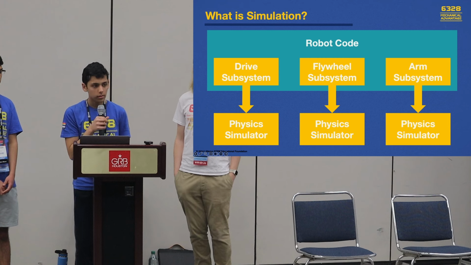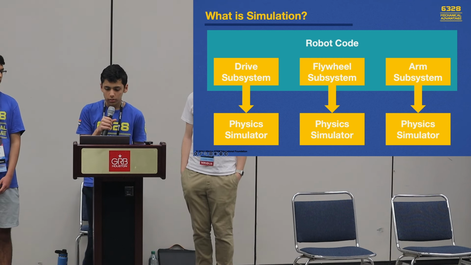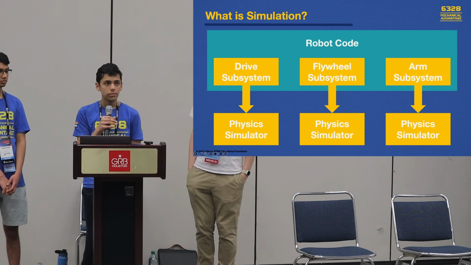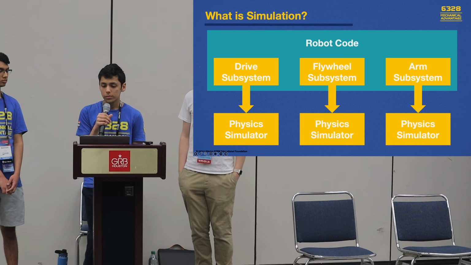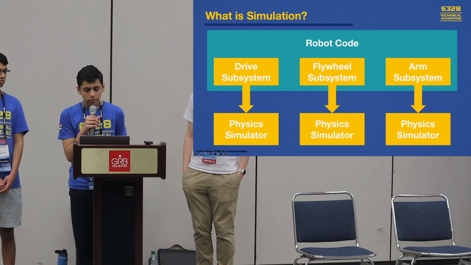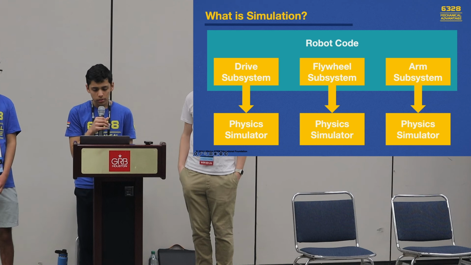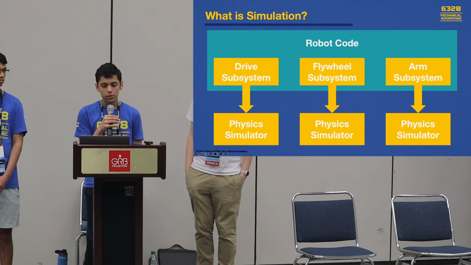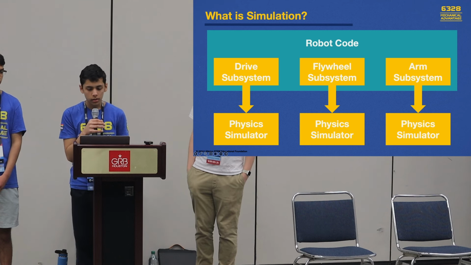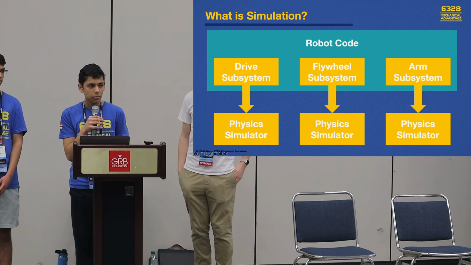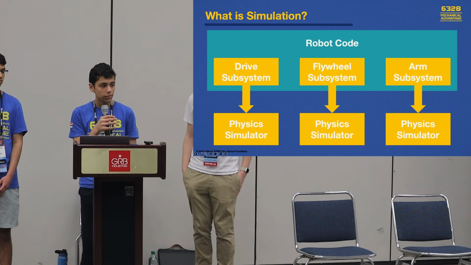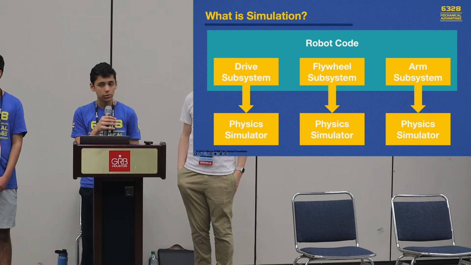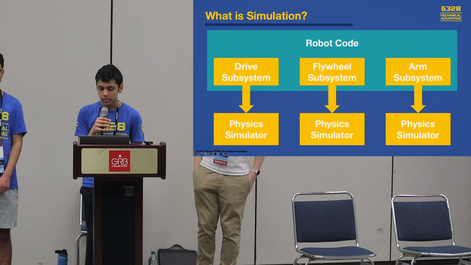So here's what our type of simulation might look like. Rather than using a single simulated environment, we might use an individual simulated environment for each subsystem. The benefit of this is that each simulator can be much simpler, because we can also use classes that are provided by WPILib, for example, for a drivetrain, for a flywheel, for an arm. And we can still model what's happening to these physical artifacts when we apply voltage to them. However, the downside is that, of course, we can't simulate actual interactions between multiple subsystems.